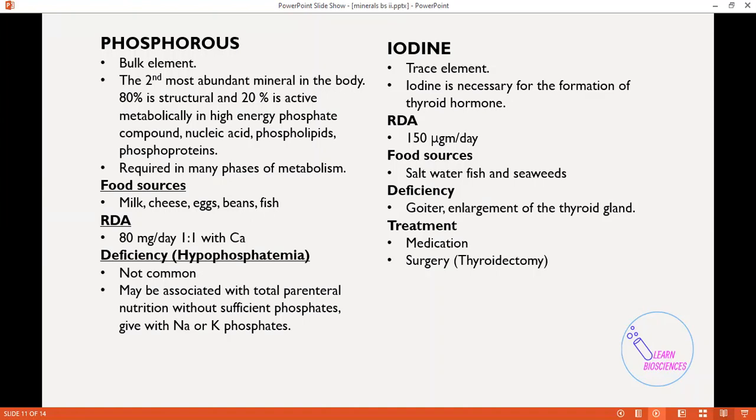Iodine is necessary for the formation of thyroid hormone. It is required at 150 micrograms per day. Food sources are salt water fish and seaweeds. Deficiency causes goiter, the enlargement of the thyroid gland. Treatment is by two other ways, medication or surgery, which is thyroidectomy.